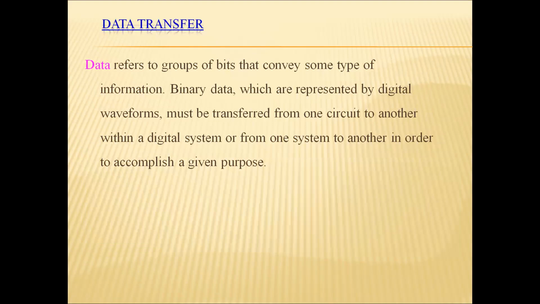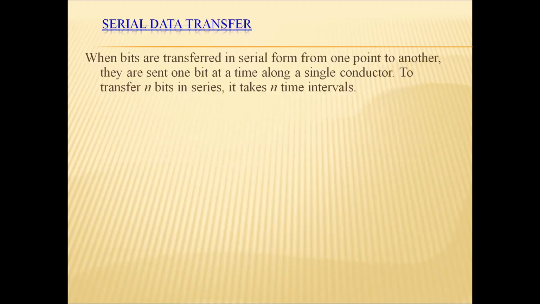Now, data transfer. Data refers to a group of bits that convey some type of information. Binary data, which are represented by digital waveforms, must be transferred from one circuit to another within a digital system, and from one system to another, because data is the fuel. That is the only thing by which the whole system actually works. It carries information of everything. Every piece of information is there digitally in a digital system, for a specific purpose, obviously.